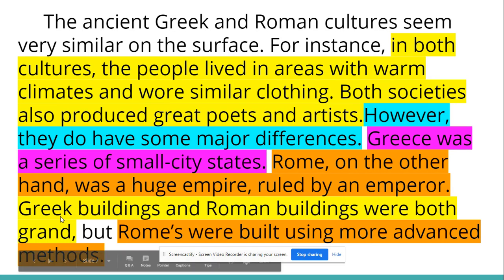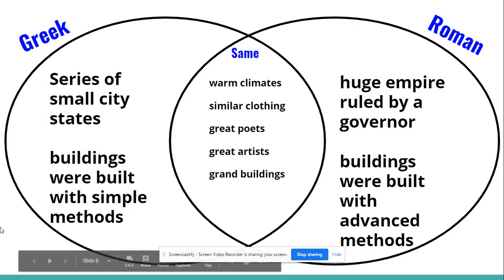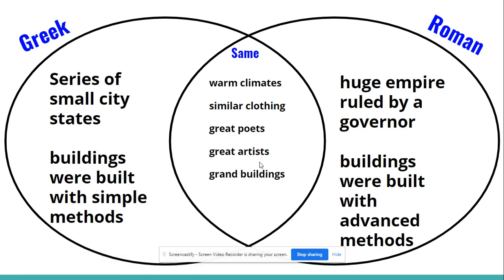So then let's go back down here to the yellow. It says Greek buildings and Roman buildings were both grand. Okay. So that chunk of the sentence lets us know that both sets of buildings were grand. So once again, if we come here, I went ahead and put in the middle grand buildings. Okay. That's something that they share.